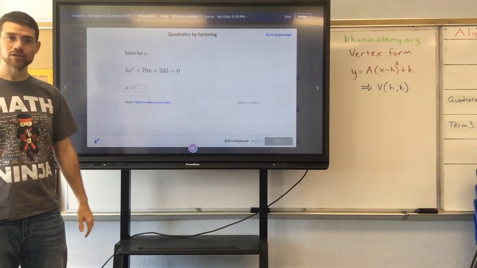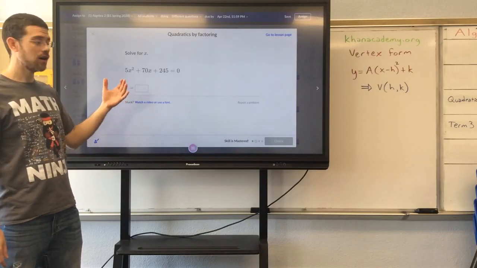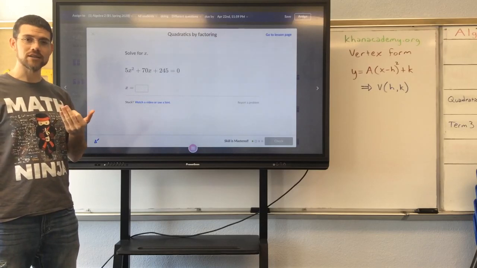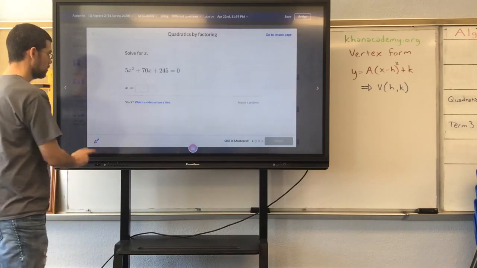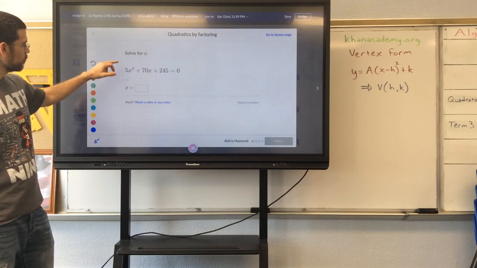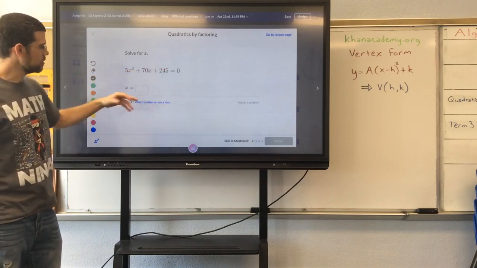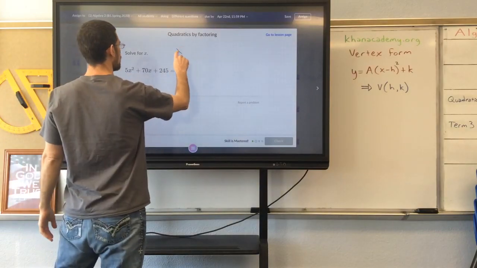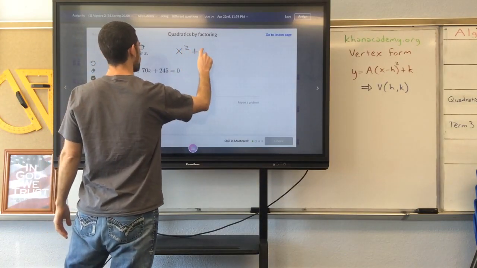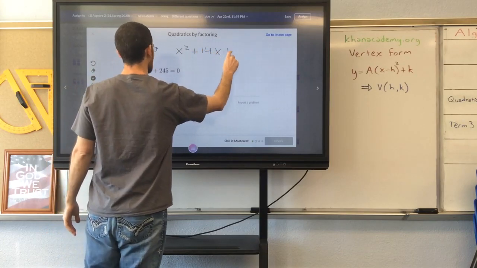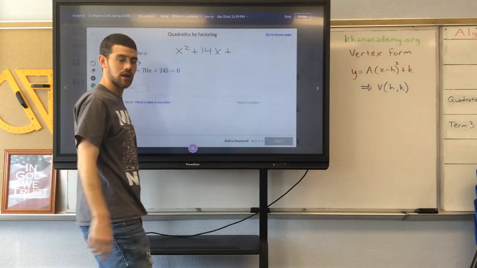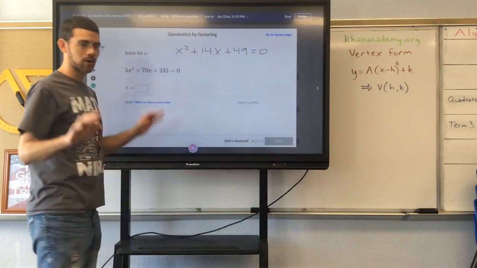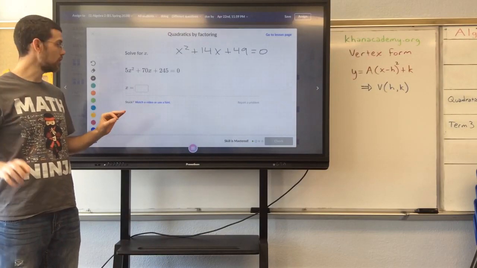So when we factor quadratics, we start always by taking out the greatest common factor. So in this case, 5 is a factor of each of these, so we'll divide everything by 5 and get x squared plus 14x plus, what is that, 49, equals 0. Now, I want to stop right there and be clear.